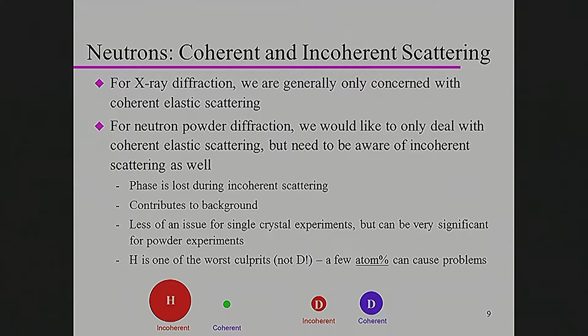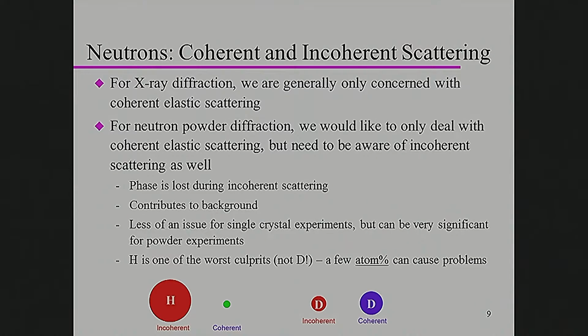Now, when you work with neutrons, you have to worry not just about coherent scattering, but also about incoherent scattering. For X-ray diffraction, we pretty much ignore that anything else exists, so we usually talk about coherent elastic scattering. That's what Bragg's law and everything is based on. Now for neutrons, for single crystal experiments, it's not quite as much of an issue, but for powder diffraction, we also have to be aware of incoherent scattering, because that can contribute a lot to the background. Okay?